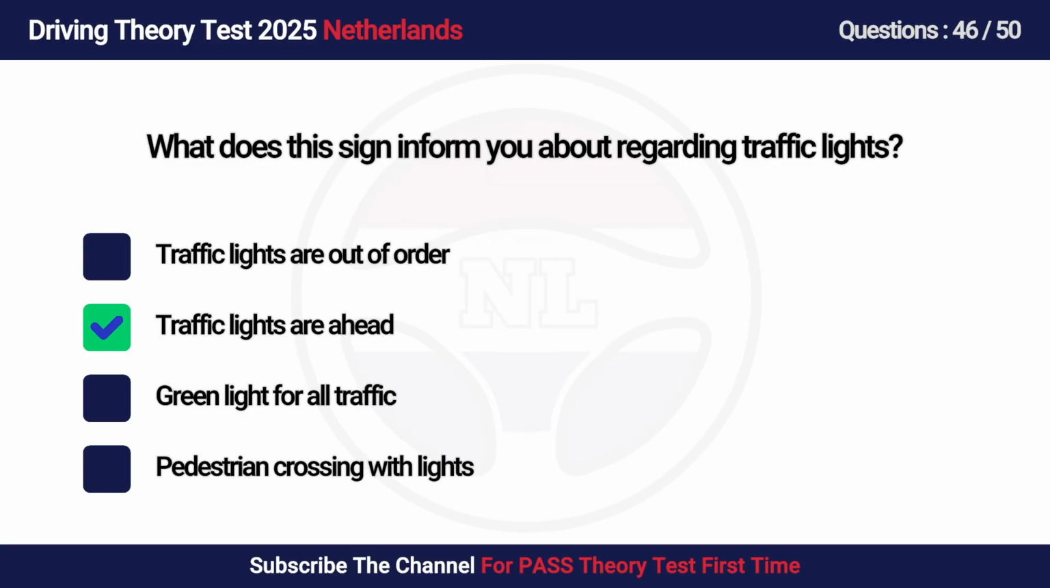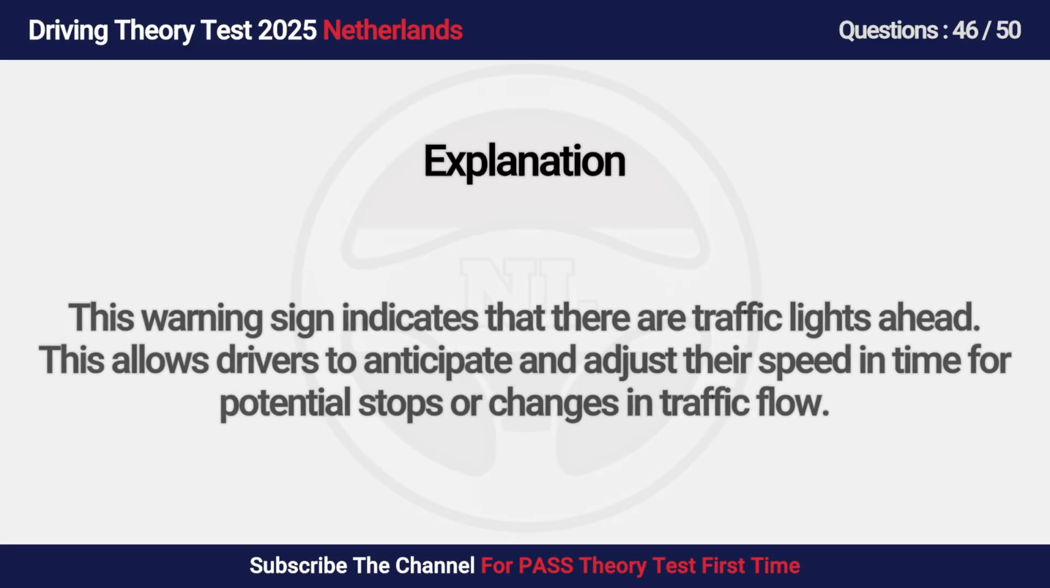Answer is B. Traffic lights are ahead. This warning sign indicates that there are traffic lights ahead. This allows drivers to anticipate and adjust their speed in time for potential stops or changes in traffic flow.